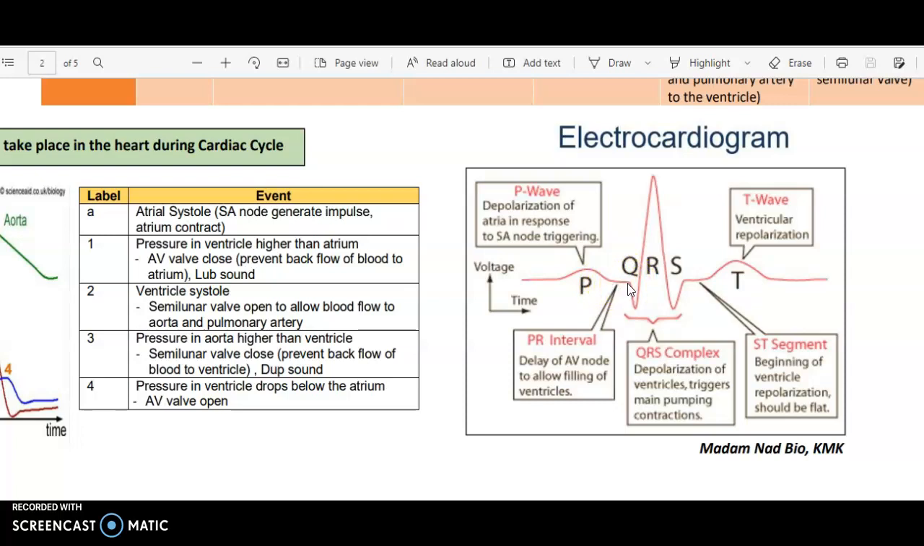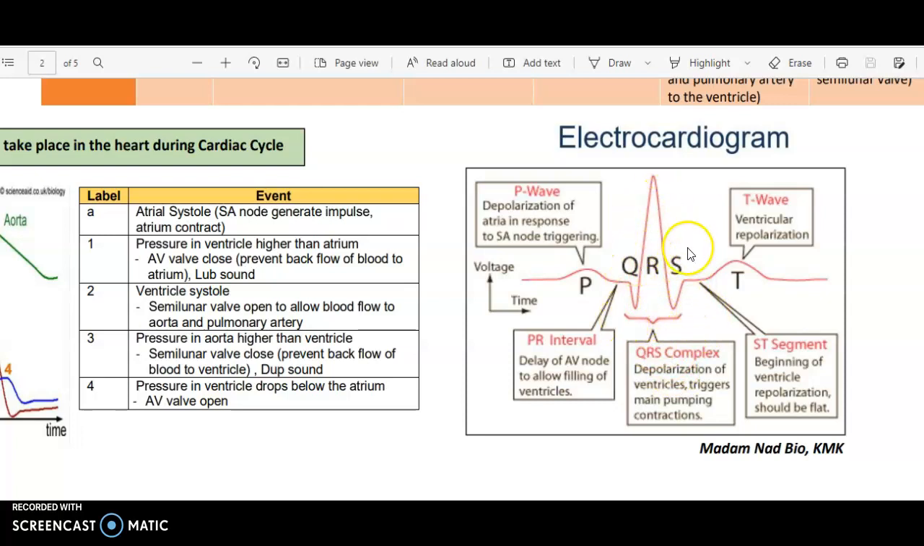And then the impulse travels to the bundle of His, the bundle branches, and the Purkinje fibers at the heart apex, and causes the ventricles to depolarize, meaning the impulse spreads to both ventricles. So the QRS refers to depolarization of the ventricles. So what happens to the ventricle? It contracts and pumps blood.